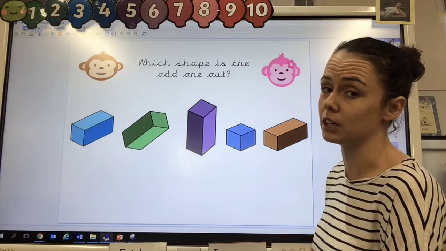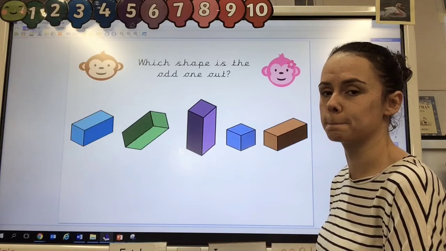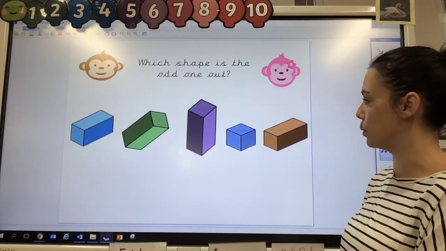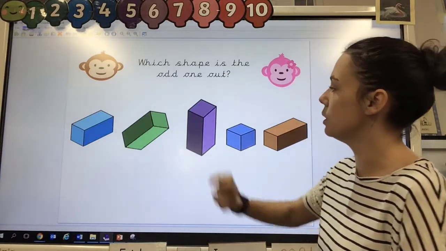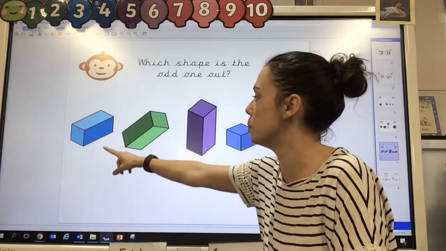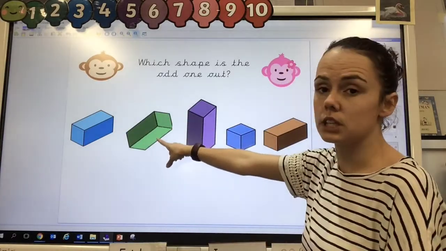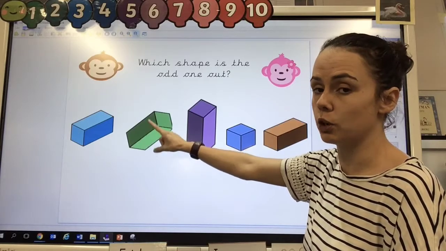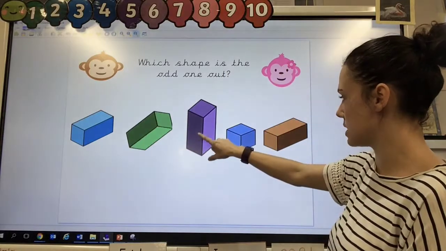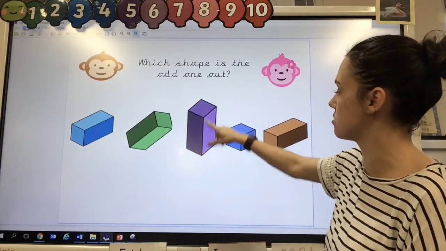Okay, this one is a tricky one. I don't think you're going to spot the odd one out here. Which one is the odd one out? What shapes have we got on the board? Now, we know that this here is a cuboid. I know this is a cuboid because a cuboid has rectangles and a square on the end, and it's quite long. Is this one a cuboid? Are you sure? Yeah, it has a square here and a rectangle. This one's standing up, but it's still a cuboid, it's just turned on its end.